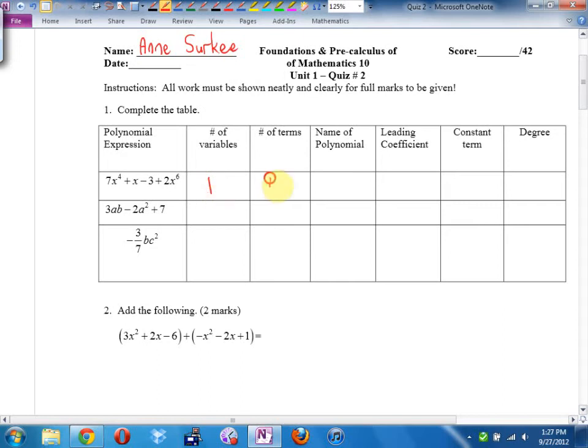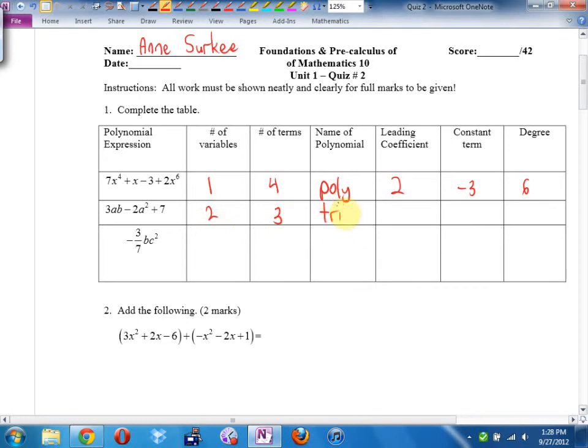Number of terms, 4. Name of polynomial, polynomial. There's no name for a 4-nomial. Leading coefficient, not 7. The leading coefficient is always what's in front of the biggest degree term, and the biggest degree term is this x to the 6th. The leading coefficient is a 2. The constant term is a -3. The degree is 6. How many variables? 2. How many terms? 3.